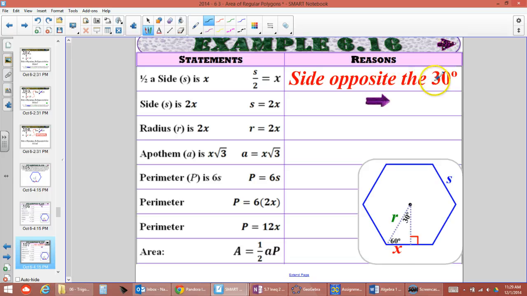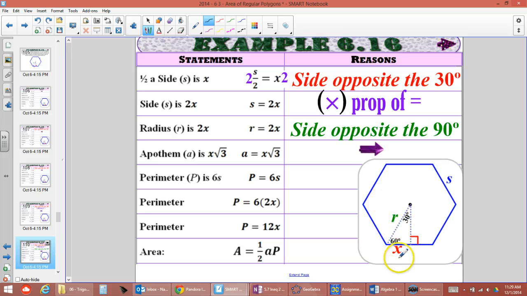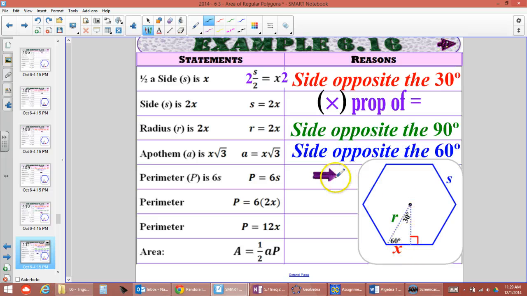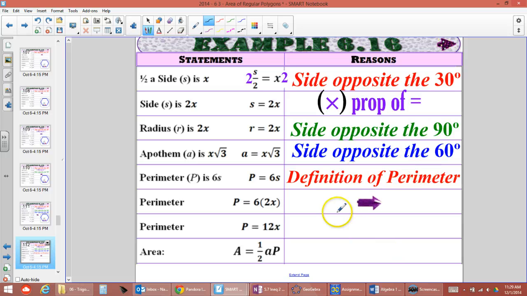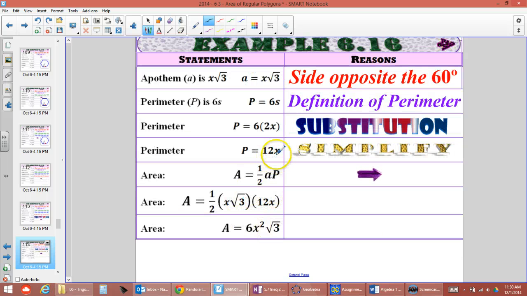So the side opposite the 30-degree angle is x. It also happens to be half of a side length. So that means that a side length is 2x. And that means our radius is also 2x because it's opposite the 90-degree angle in our special 30, 60, 90 triangle representation. So the apothem is now x root 3 because it's part of the 30, 60, 90 triangle. So the perimeter is going to be 6s. We just added them all up. But s, in fact, equals 2x right here. So if I substitute that in, I end up with the perimeter is 12 times x.